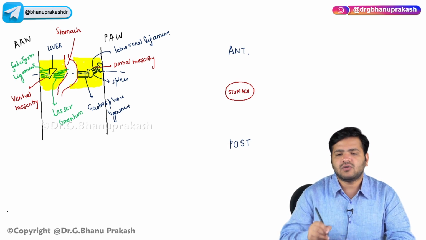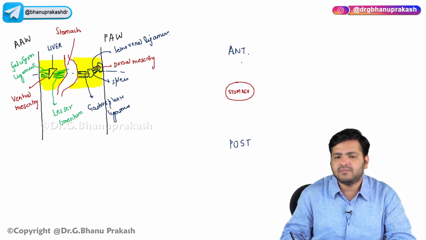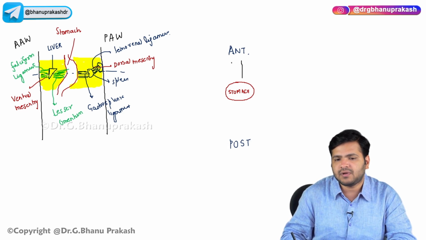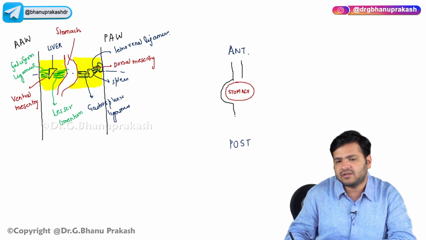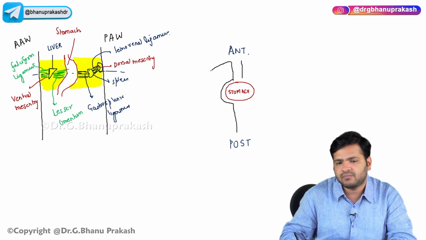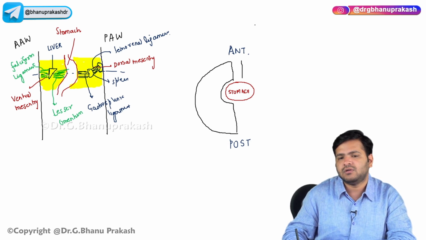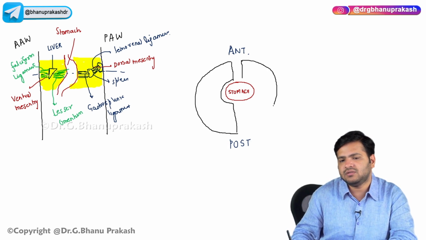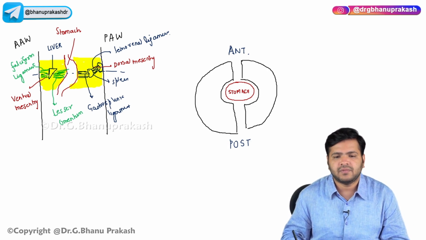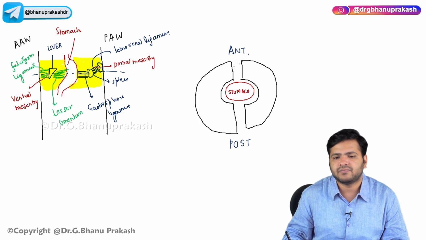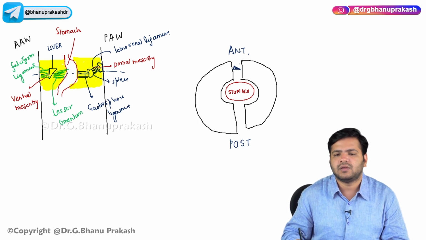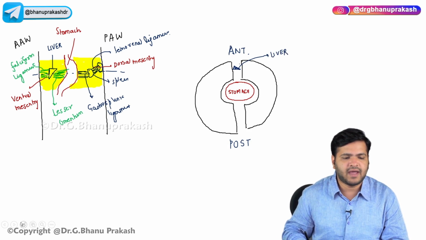Now, if you are taking a cross section, you already know we have the ventral mesentery, which is helping to connect the stomach to the anterior abdominal wall, and we have the dorsal mesentery, which is helping the stomach connect to the posterior abdominal wall. So let us just draw this. In the ventral mesentery, you can find that the liver is developing. Let us suppose this is the liver. And this part that I am highlighting with the yellow color is the ventral mesentery.